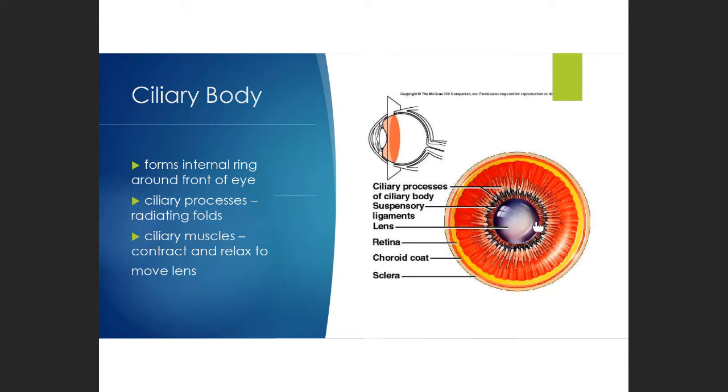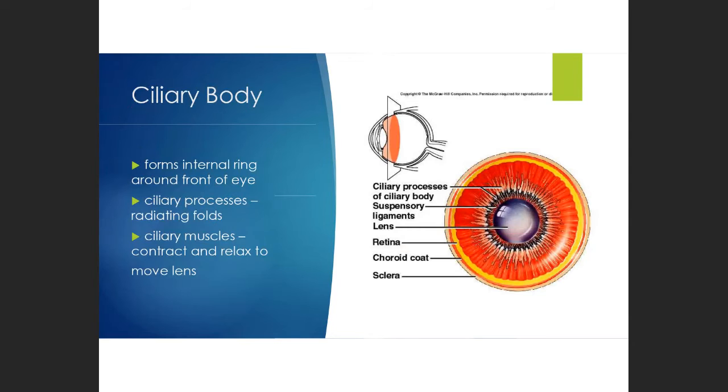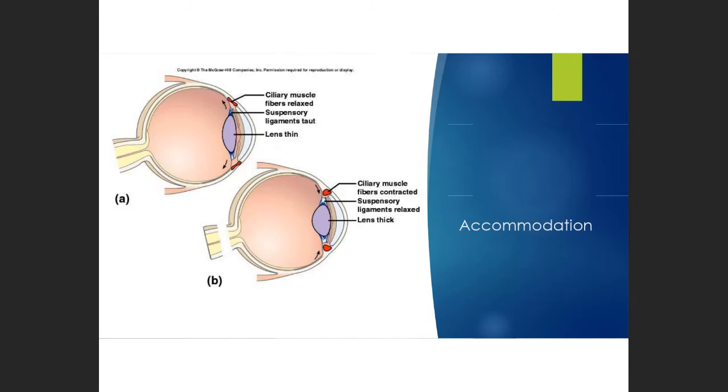So this shows you that even though the ciliary body we looked at in the last slide, Gayatri, here and here, remember this forms a complete circle. In this slide, we're looking at the ciliary body, lens and suspensory ligaments head on. So the ciliary body forms a ring around the eye. As you can see, they radiate, almost like sun rays, and they're muscles that contract and relax to move the lens. Here's how they move it, and this is called accommodation.